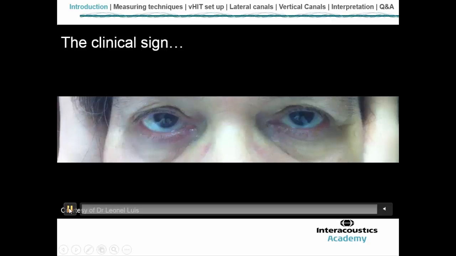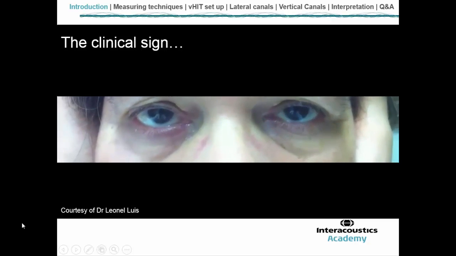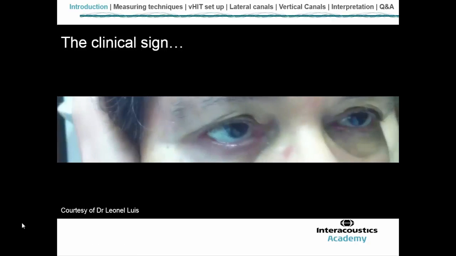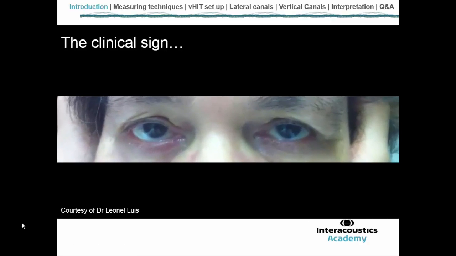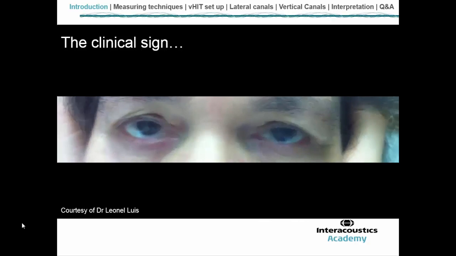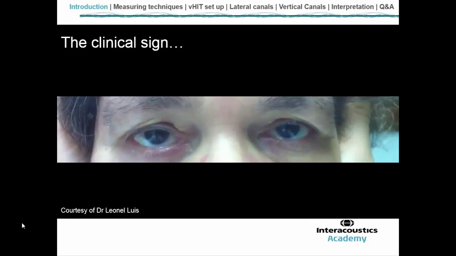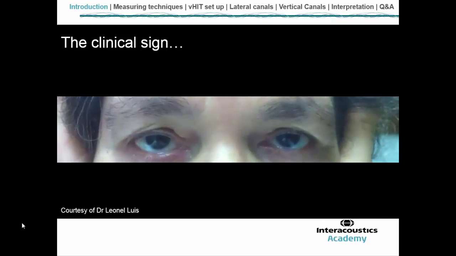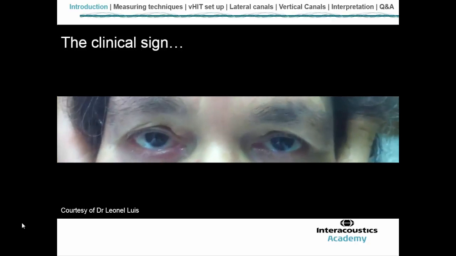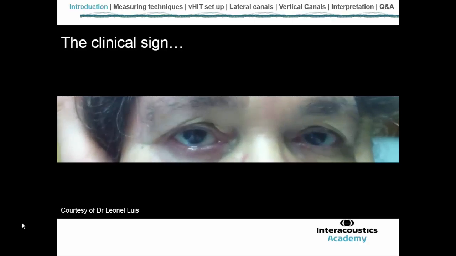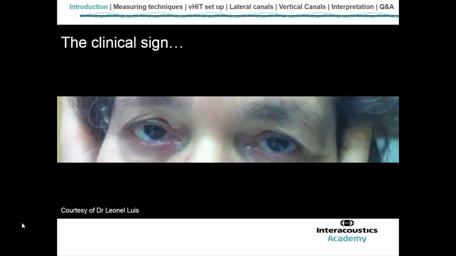So here we go. We move the head to the patient's right, and the patient maintains the target. To the left, we can see that the patient couldn't. The patient's eyes drift with the head movement and they have to make a corrective jump back. Let's have a look again. Corrective jump back. And it's this corrective jump back which tells us that there's a vestibular problem.